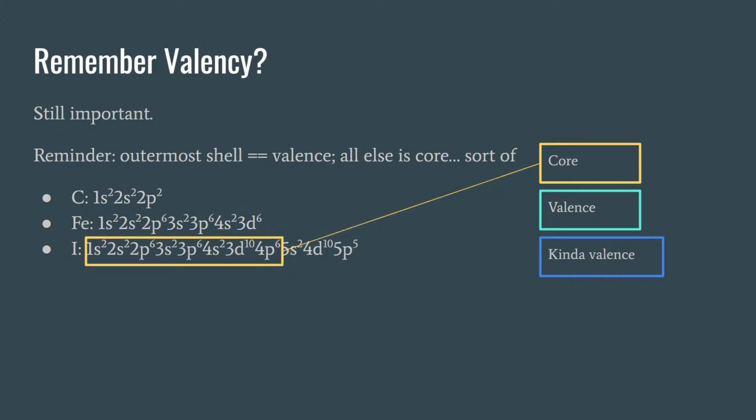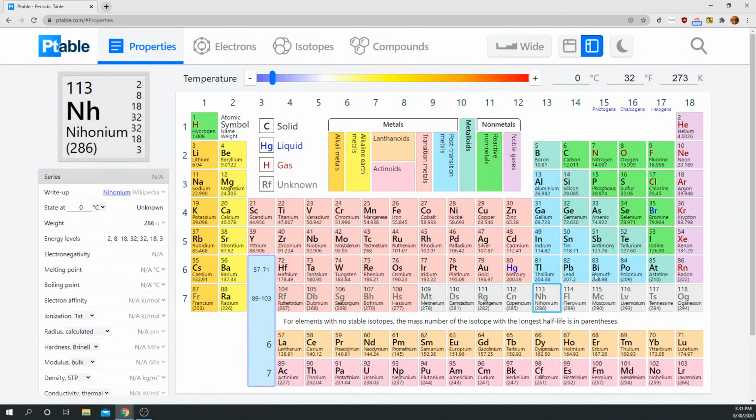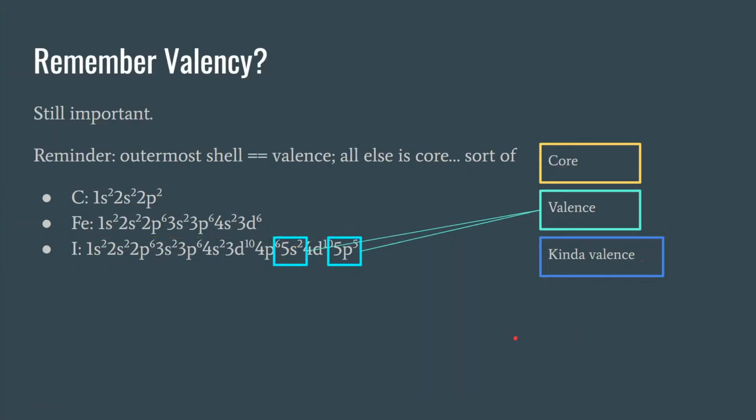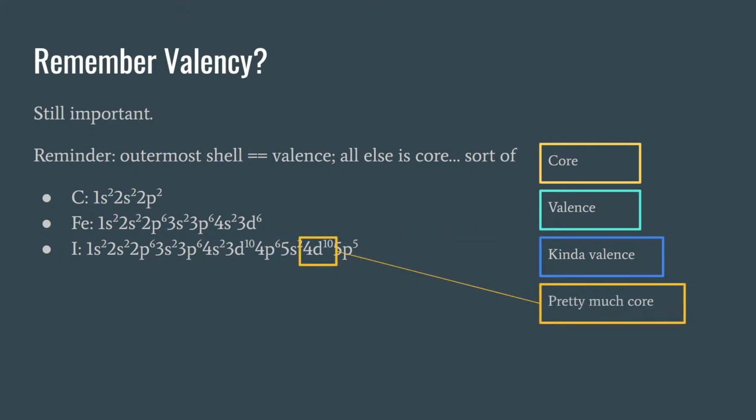For iodine, once again, we're looking at a larger element, and the previous noble gas. Let's pop back over to our periodic table. The previous noble gas from iodine is krypton. So those first 36 electrons are definitely core. Then the 5th energy level, the s and the p electrons there, are definitely, absolutely valence electrons. The 4d electrons are definitely core.